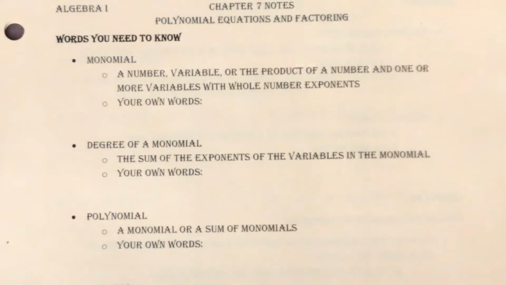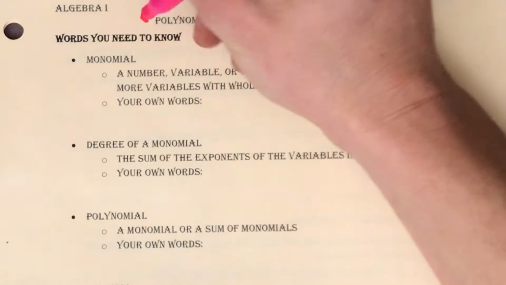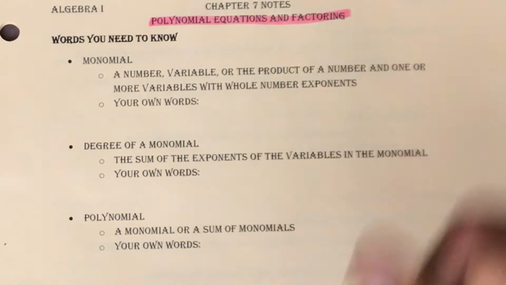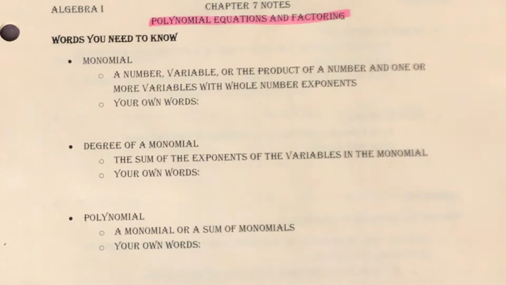So we are beginning Chapter 7, which is all about polynomial equations and factoring. We're going to start off by talking a little bit about the vocabulary that you're going to see in these early lessons. And the first vocabulary you see there is monomial.